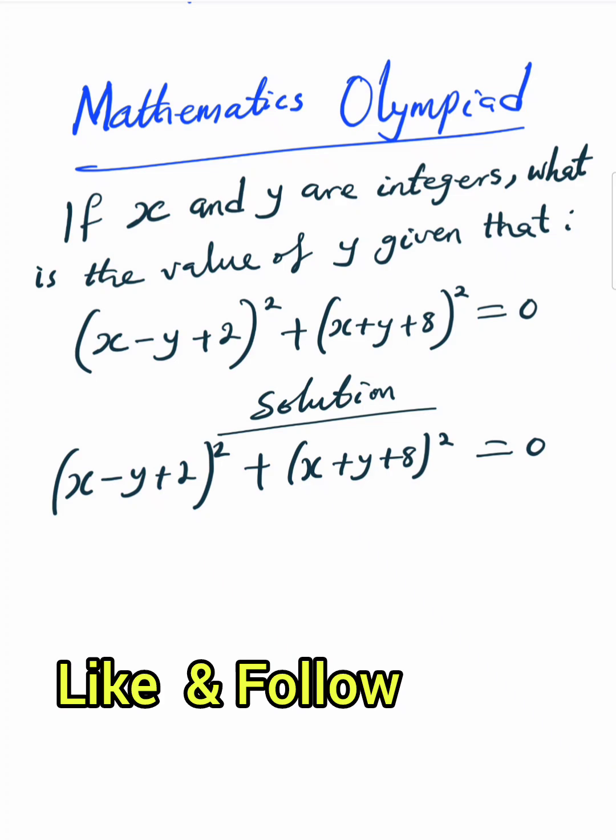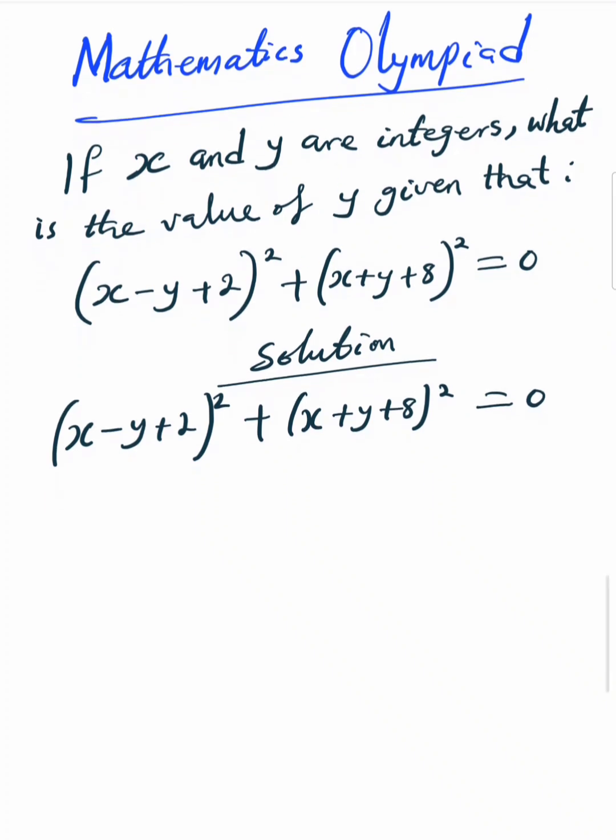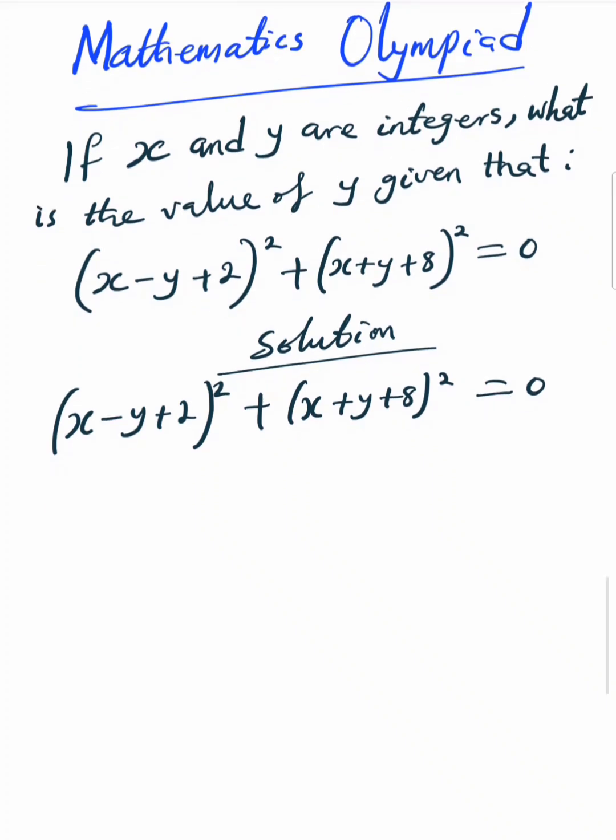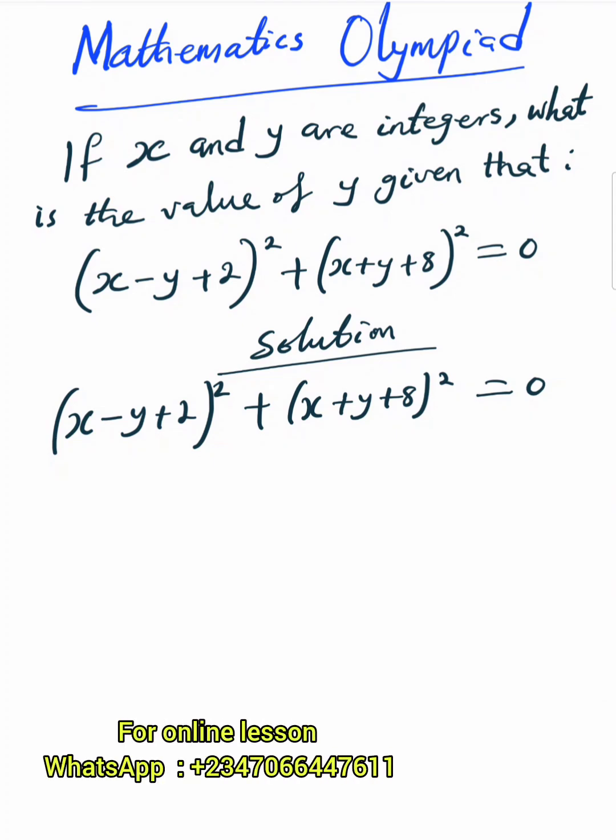Before we solve this question, you must understand the properties of squares. What are the properties of squares? Number one thing you need to understand about squares: any number squared is always greater than or equal to 0. That is to say, a² is always greater than or equal to 0. Take note of this.